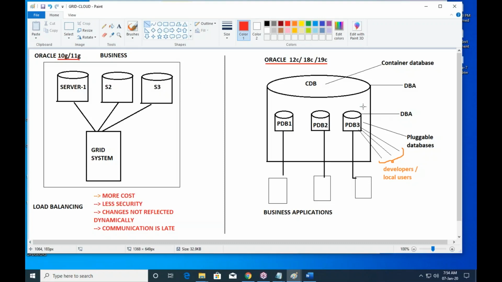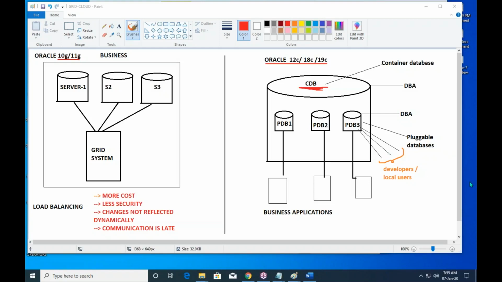From 12C, you can set up a single big database. What is the name of the database? See here, CDB. It's a container database. So it's a big database. Okay, how can I organize my business branches data? Listen, what is a database actually? It's a storage area, right? What is the use of a storage area? To store data, to store business data.